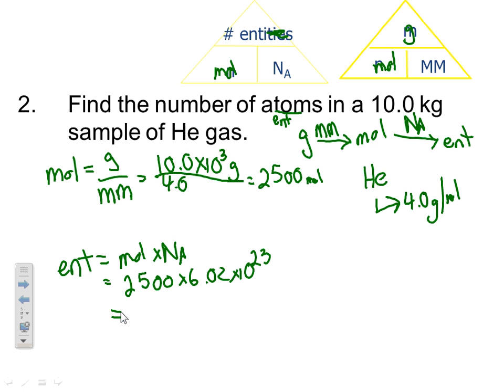2500 times 6.02 EE or EXP 23 equals, and I get 1.51 times 10 to the 27 entities of He, which are atoms of He, and if you leave the unit as entities, I'm okay. I'm sorry about that box going through there. All right. Okay, so that was just like the last one.